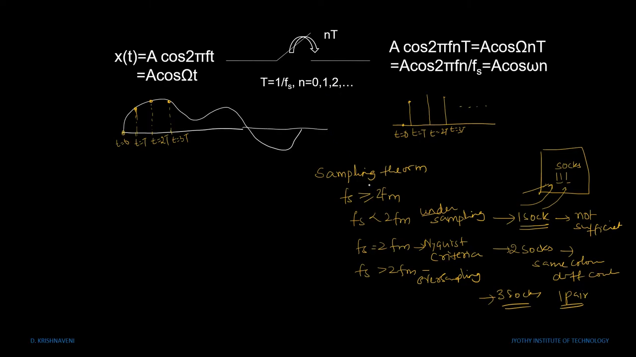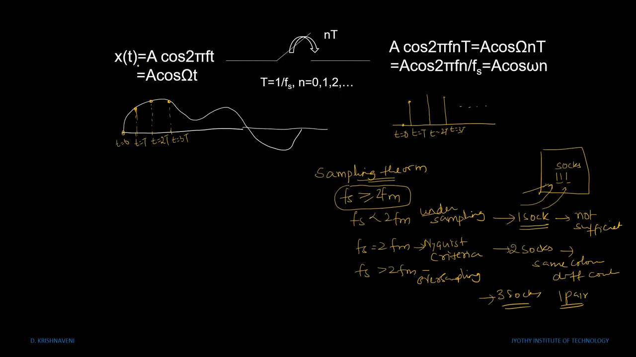So that's why the sampling theorem says Fs greater than or equal to 2fm, where Fs is the sampling frequency. Sampling frequency means the frequency at which the samples have to be taken. And this sampling frequency is greater than or equal to twice the frequency of the message signal, or the signal carrying the information. I hope you have understood the sampling theorem.